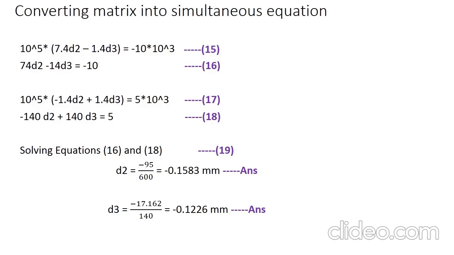So at node 2, displacement is minus 0.1583, while at node 3, displacement is minus 0.1226.